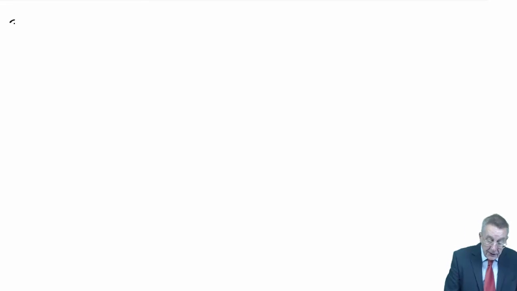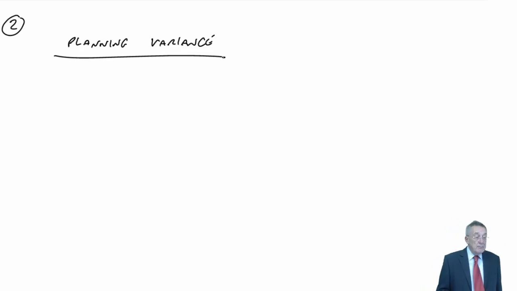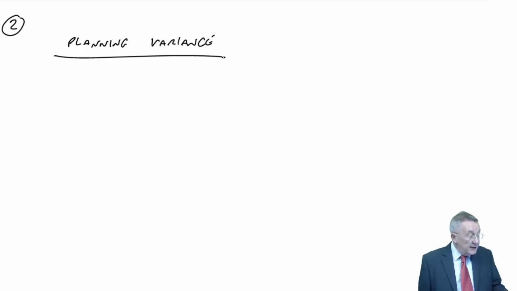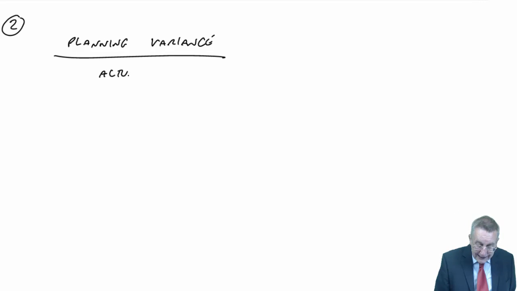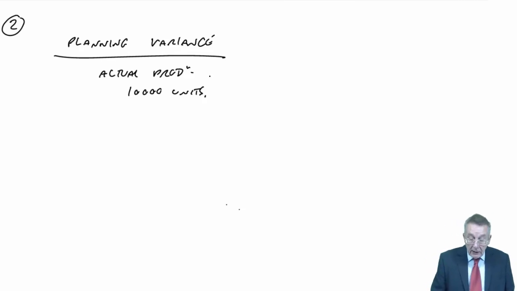All right, I'll go through it. Exercise 2. I talked through it a minute ago, so I won't repeat, but let's go to the planning variance first of all. This is the one that needs what you might call the most learning. The planning variance, we take our actual production, 10,000 units. We take our revised usage.